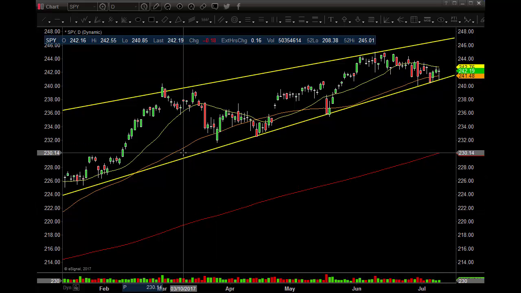Today we're looking at the SPY, the IWM, the Qs, the DIA, and the IYT. We follow the daily, weekly, monthly time frames. We use technical analysis here at StockBookie.com.